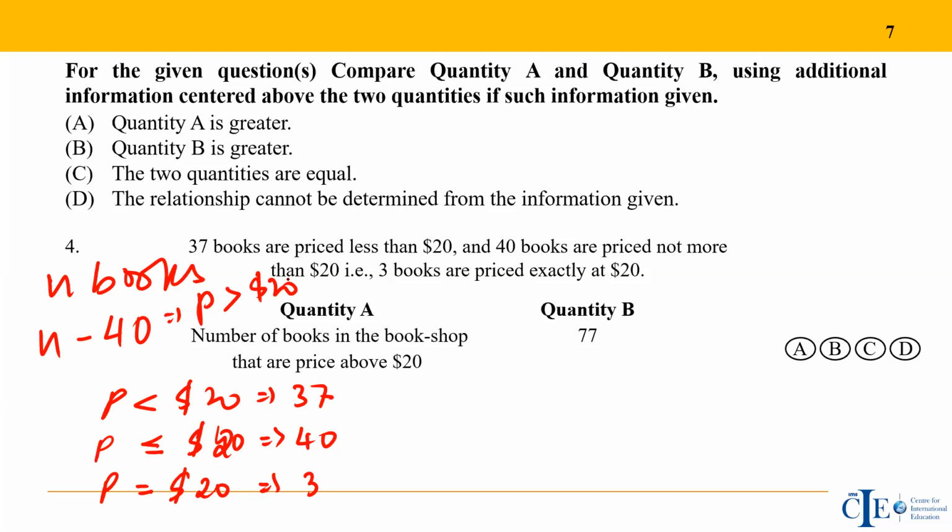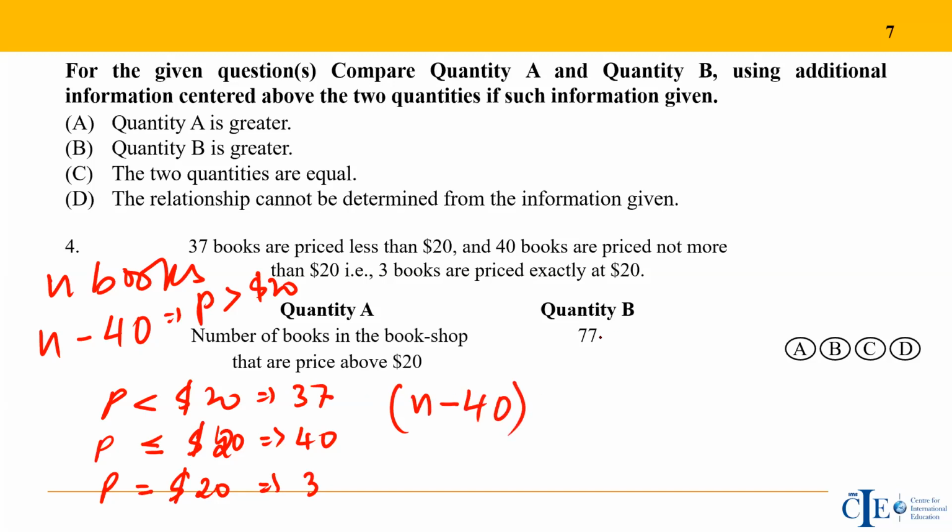So because we have already classified, there are only 40 of these which are not greater than 20. Not more than 20 means it could be 20 or equal to 20, but not more than that. So hence we can say that the number of books priced at 20 or less equals 40. Now the number of books in the shop that are priced above 20, that we don't know, that would be n minus 40.